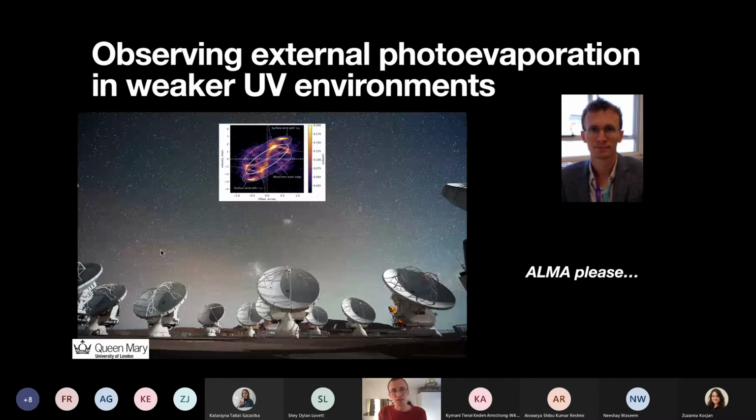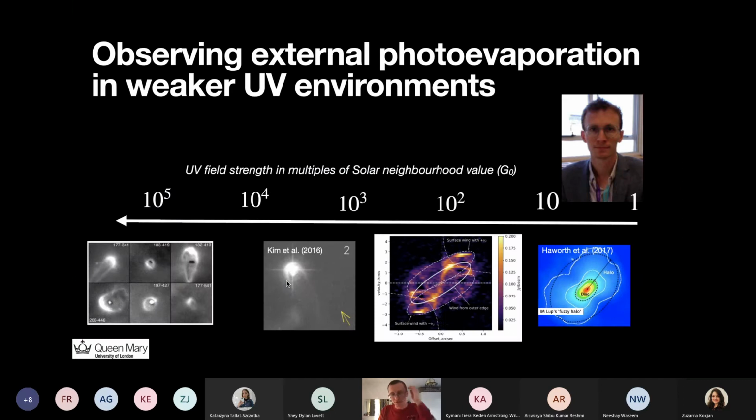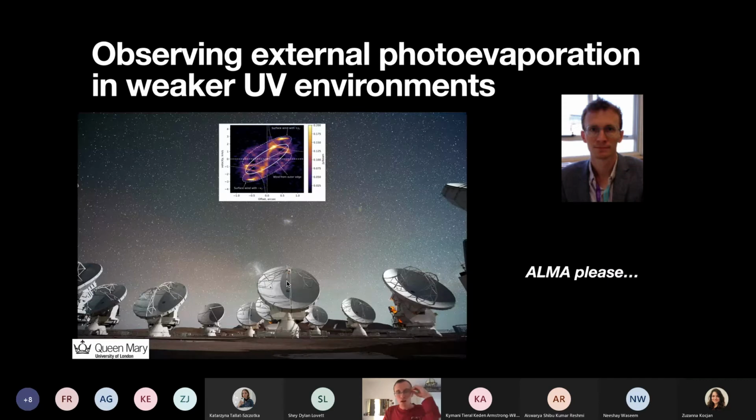And we can look for this with ALMA, actually. So I'm in the process of writing ALMA proposals to try and do this. ALMA, please give us the time. We'd really like to fill in that gap of directly observing these evaporating disks. Unfortunately, ALMA is very competitive. It's got something like a 1 in 10 acceptance rate for proposals, so the odds are not with me.